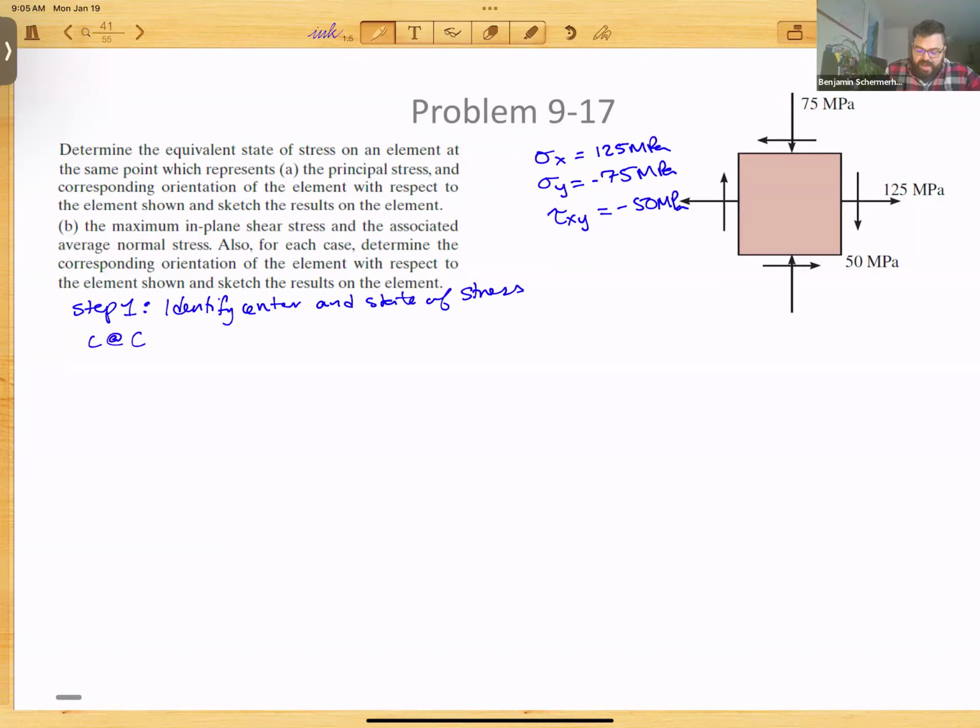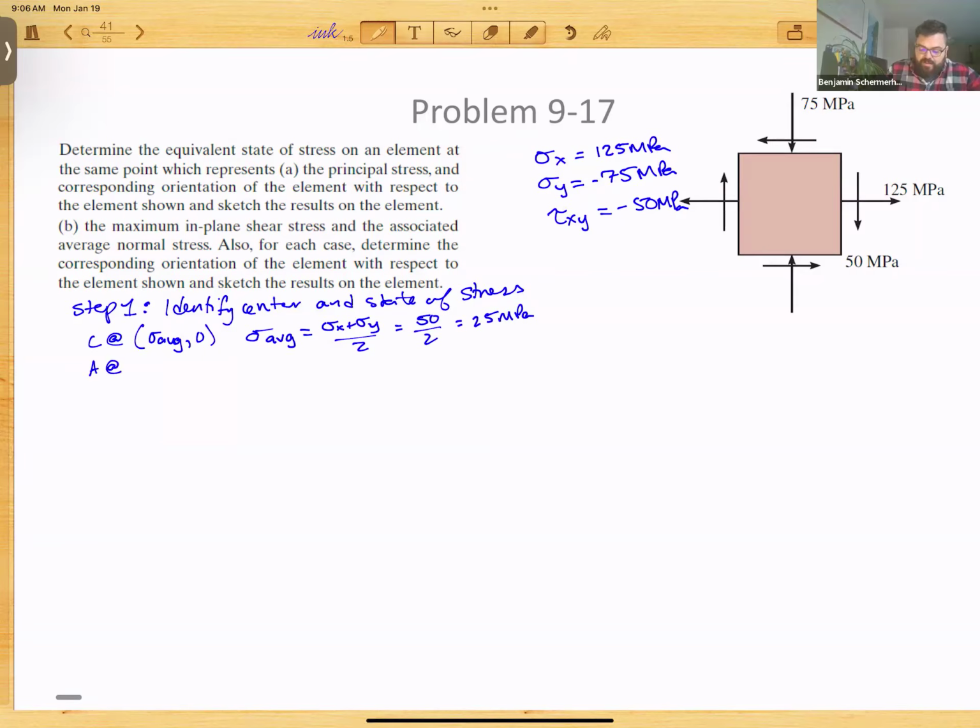So the center is going to be at our sigma average, 0 coordinates. So sigma average is equal to sigma x plus sigma y over 2. So that's 125 plus negative 75. That's going to be 50 over 2, which is going to be 25 megapascals.